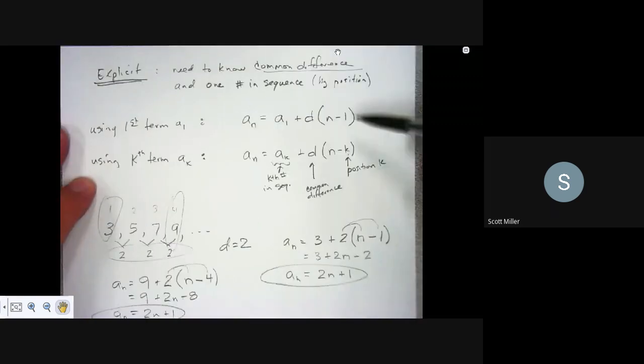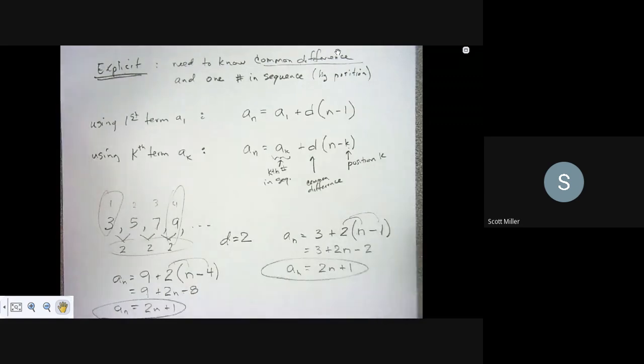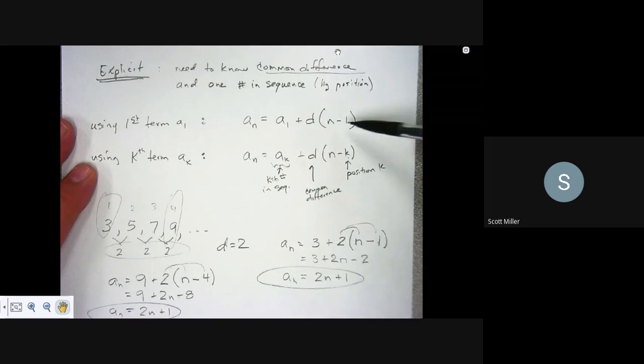So the textbook will show you only this way. This is much more powerful. I can use any number in that case. Makes it a lot easier to do. This is how you find an explicit rule for an arithmetic sequence. Find the common difference and then use some number in the sequence to find the rule.